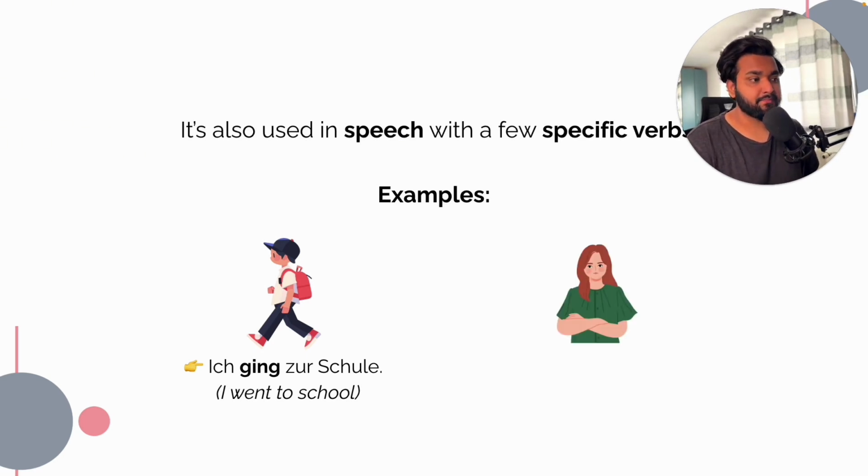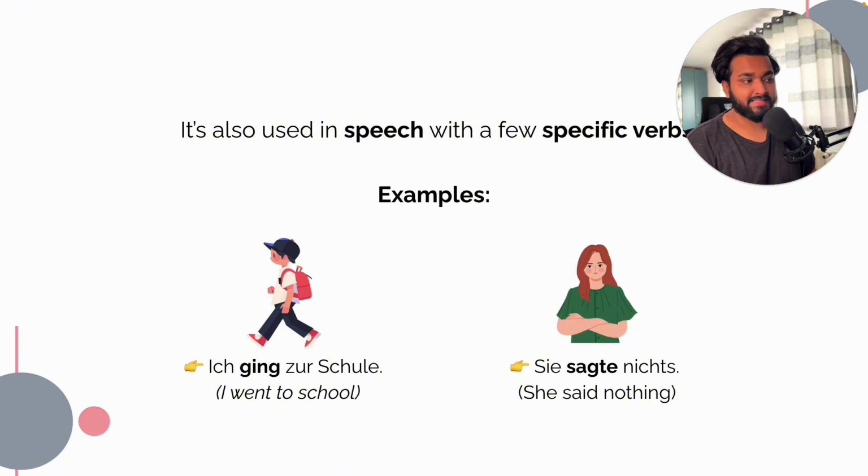And then we have another example. Sie sagte nichts. Normally with the perfect, you say sie hat nichts gesagt. But in Präteritum, you say sie sagte nichts, because the Präteritum form of sagen is sagte.